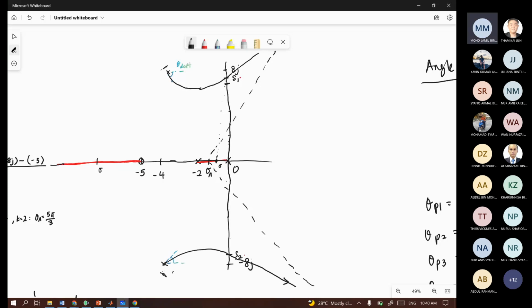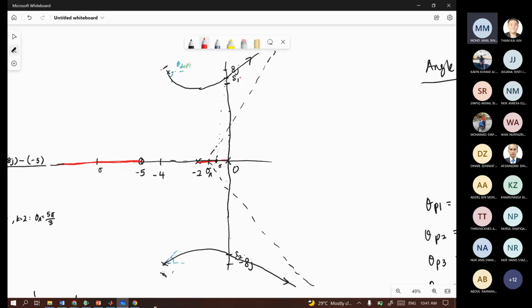Okay, so the two branches of the root locus coming from these two poles here will cross the j omega axis, but it won't cross the asymptote. If you extend the asymptote, these branches will not cross the asymptote, but will reach infinity. So how about the other two poles here?